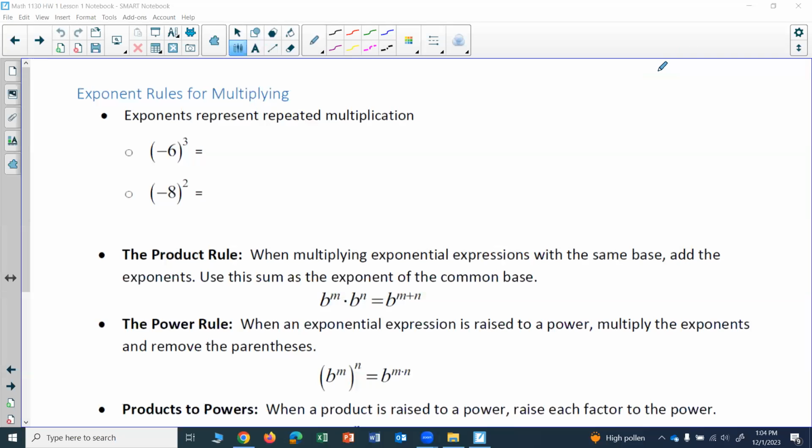Welcome to the video lessons for Math 1130, College Algebra. We're going to start off with exponent rules. And in this video, we'll look at exponent rules for multiplying.